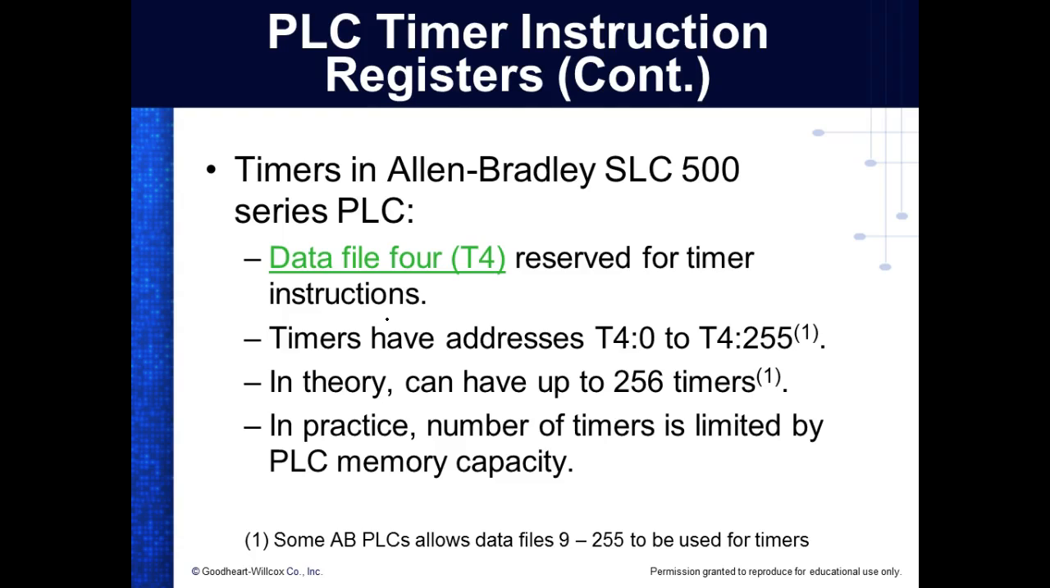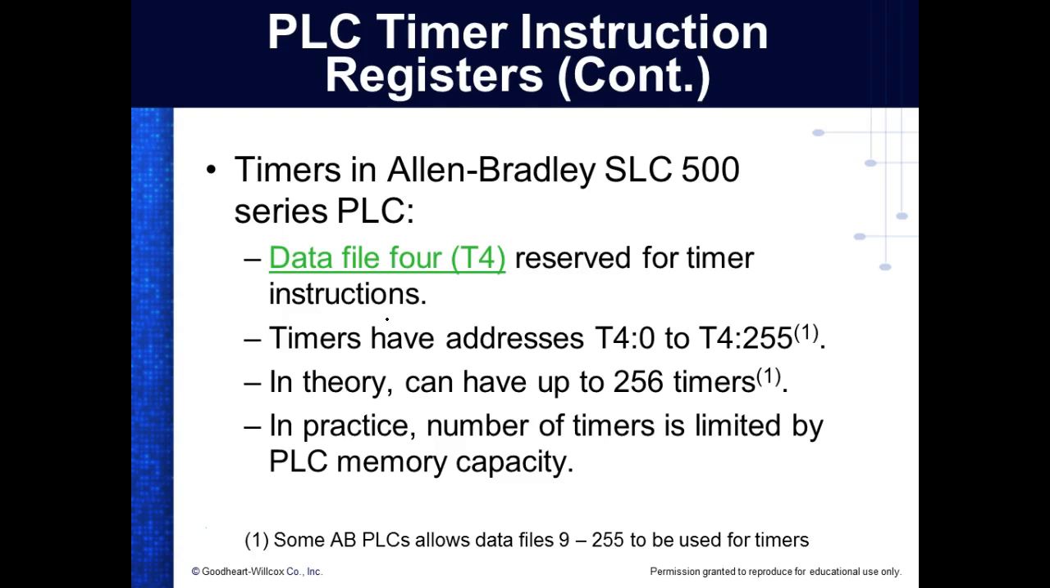And we're going to be dealing with bytes. So we're going to say T4 colon, and then we're going to give it a number. And the number can be anywhere from 0 to 255 because it's an 8-bit number. Everybody okay? That makes sense. Timers can go from T:0 to T:255. In theory, it can have up to 256 timers.